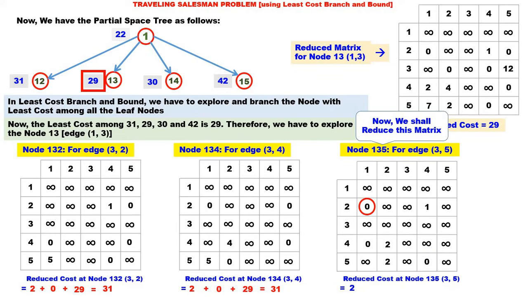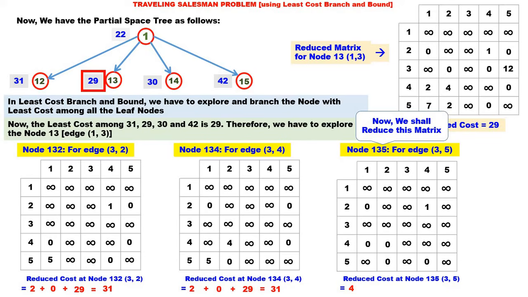Next column reduction. First column, minimum element is 0, no change. Second column, the minimum element is 2. Therefore, 2 should be added. Previously, it was 2. 2 plus 2 is 4. It will become 4. And 2 should be subtracted from all the elements of the second column. Yes, 2 minus 2 is 0. 2 minus 2 is 0. Fine. Third column, all the elements are infinity. No need of doing anything. Fourth column, the minimum element is 0. No change. Fifth column, all the elements are infinity. We need not have to do anything. So total reduced cost for the node 1 3 5 is 4.